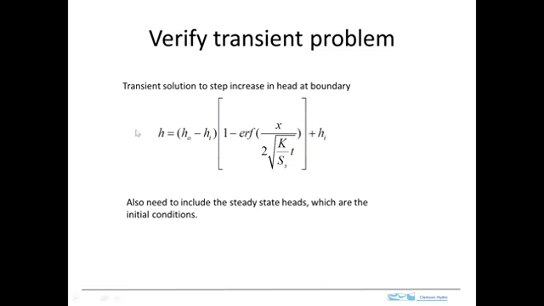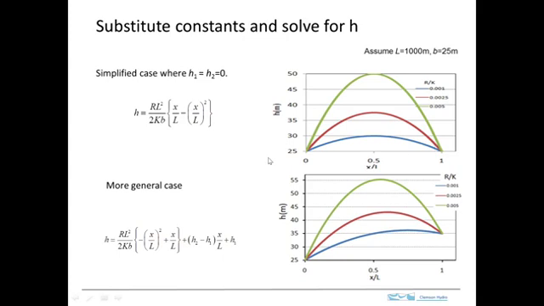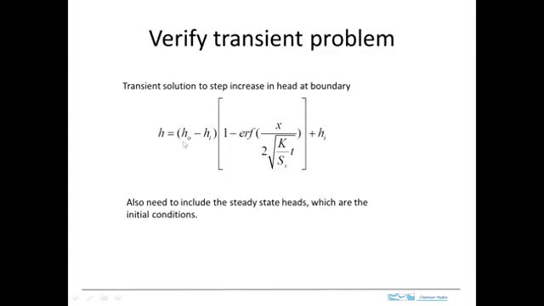Now, I should also mention that the analysis that we conducted for the transient problem started with the heads at steady state. So we start with this ridge, and then we have a step increase, just as if one of the streams raised in elevation. And so what we need to do is take this transient analysis here and superimpose it onto the steady state analysis when we do the verification.